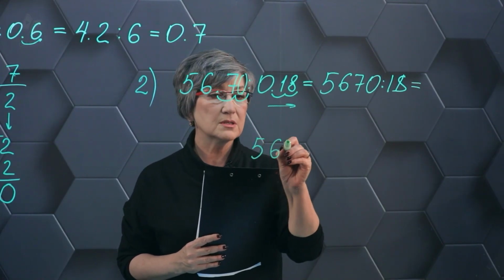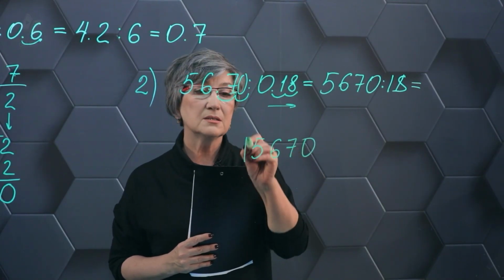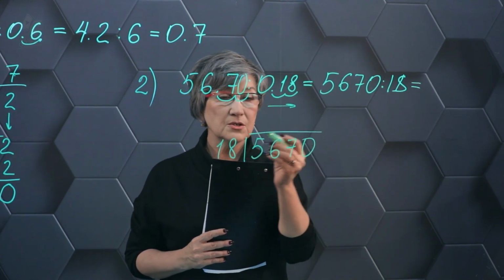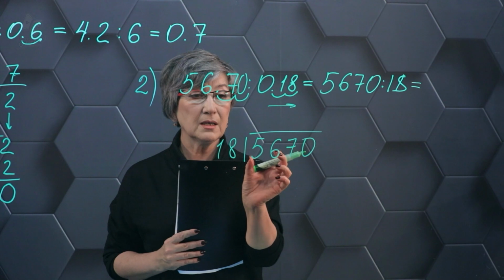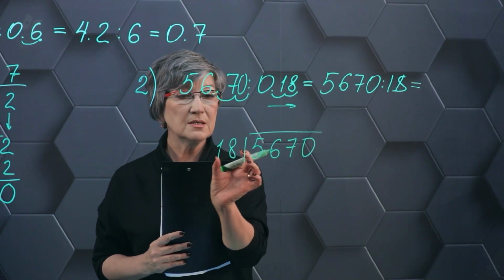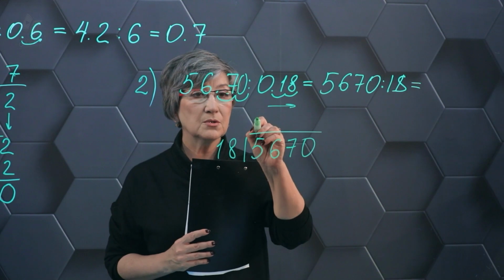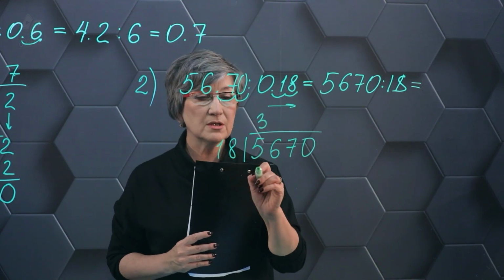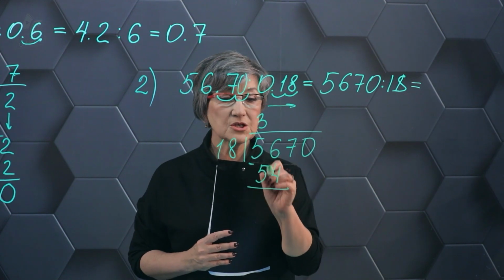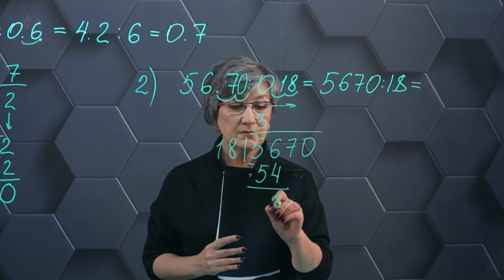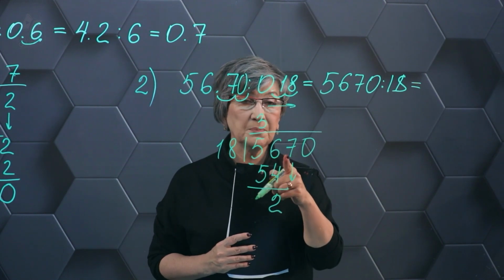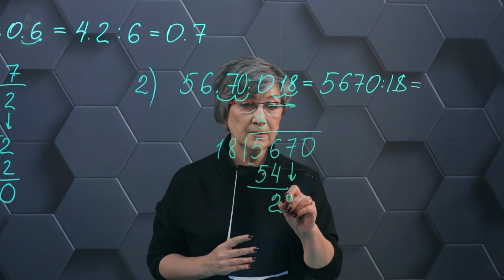5,670. I'm dividing by 18. I have a whole number. So while I'm dividing this whole number, 56 I divide by 18, take 3 multiply by 18. That would be 54. 56 minus 54. The result is 2. Let's put the 7 down. There are no obstacles, no dots.